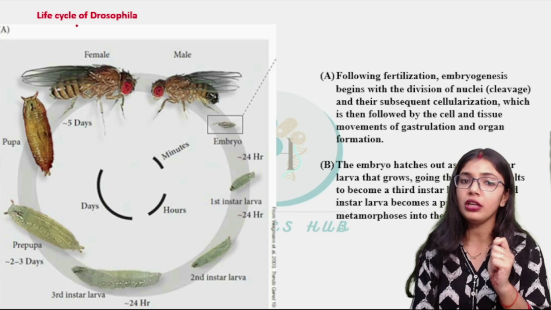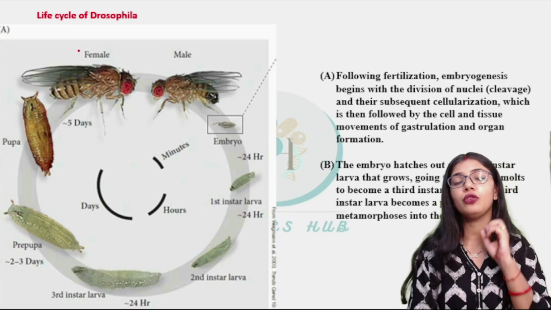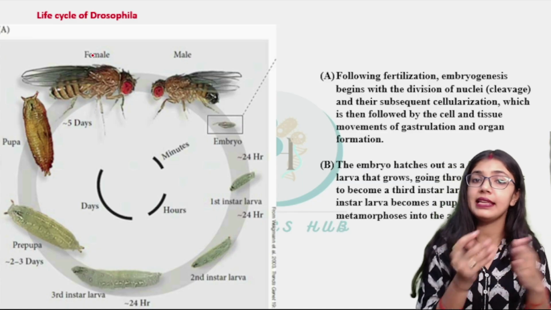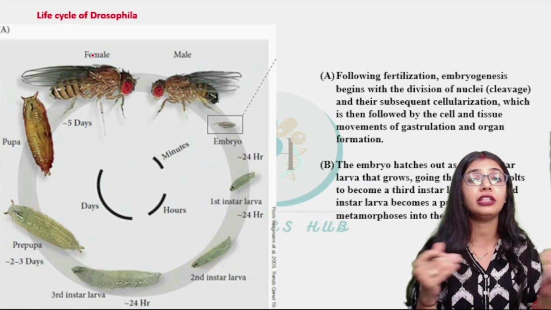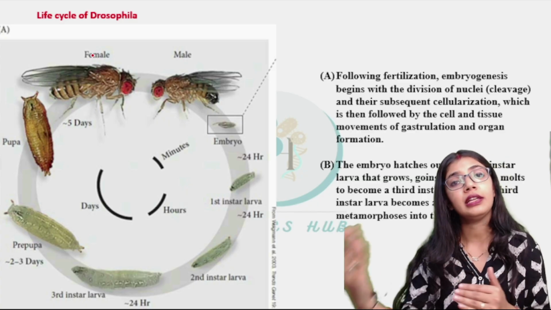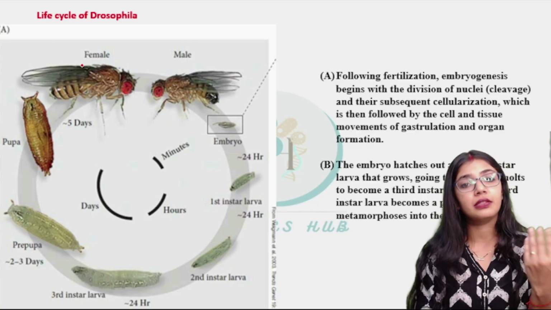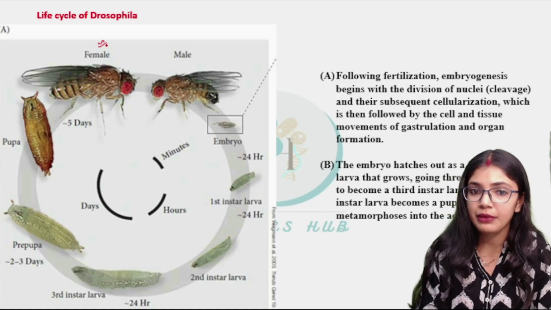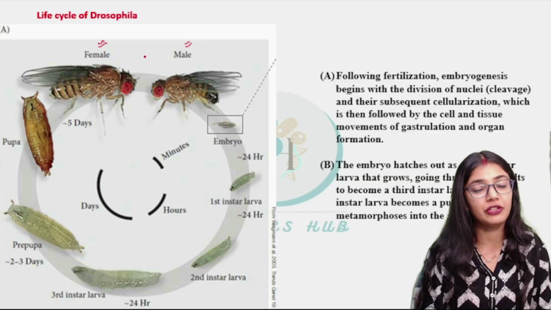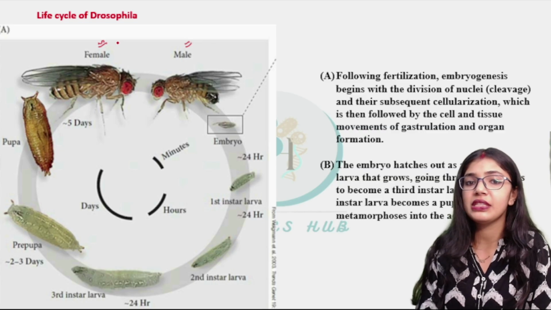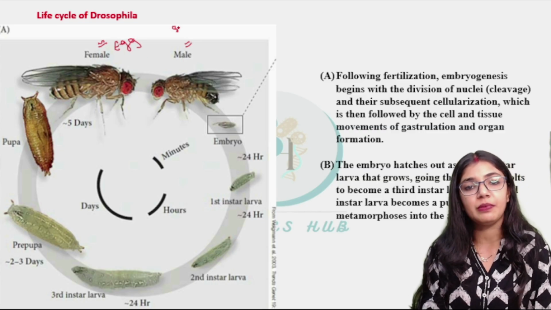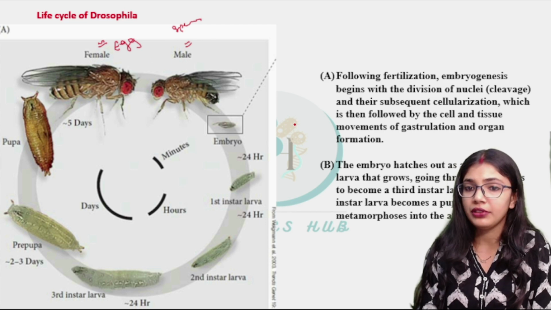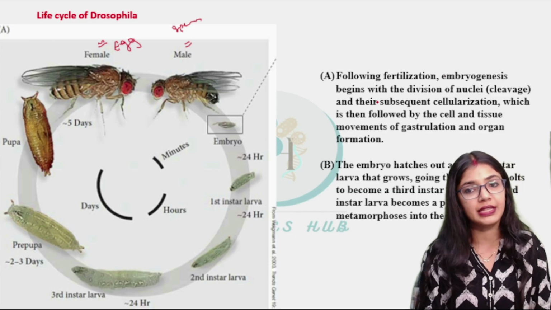So for the generation of a new Drosophila, what is required? It requires fertilization. It requires two parents, a male parent and a female parent, and after fertilization it will form the next embryo. Here there is a female Drosophila and a male Drosophila. From the female comes the egg and from the male comes the sperm, and after fertilization it produces the embryo.